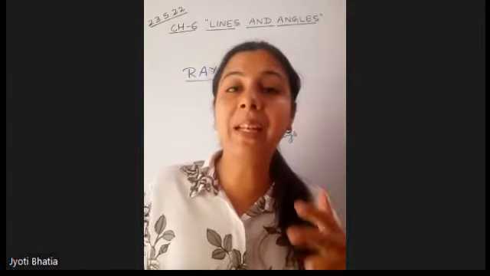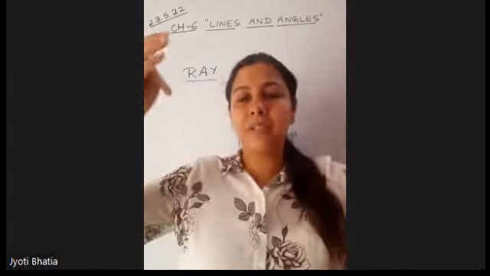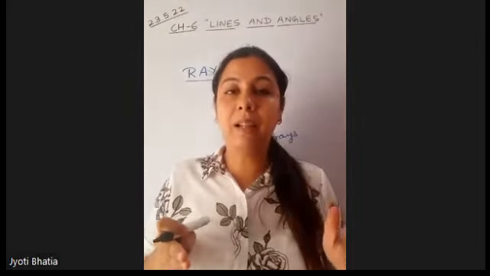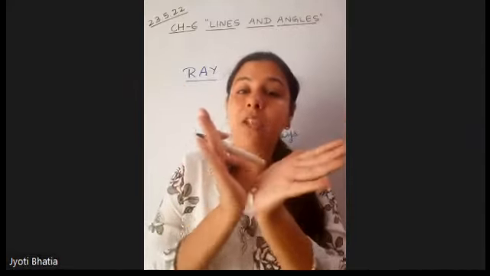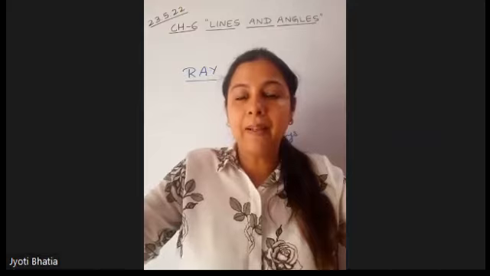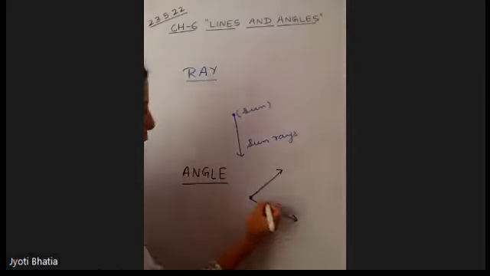We have to be technically correct, beta. We meet someone when we walk from different sides and meet somewhere. That is not a ray. Angle is when you start from the same place and then you are moving on different paths. Are you getting the technically correct word? Yes, ma'am.